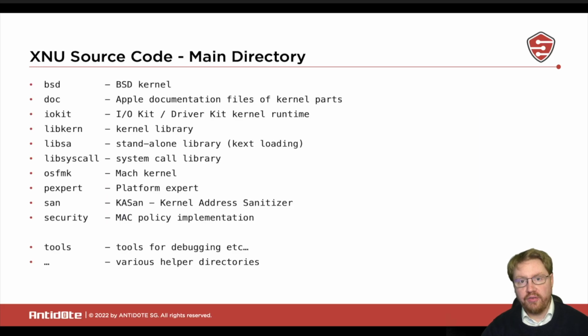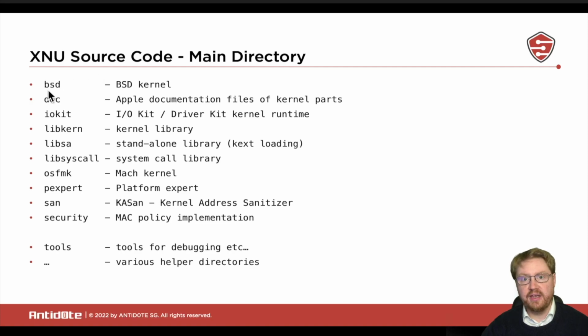Okay, and that all said, when you download the XNU source code from the internet and open the tarball, you will see that there's a bunch of subdirectories in the main directory, and then each of these directories has a bunch of more subdirectories. And let me just go through the most important here.